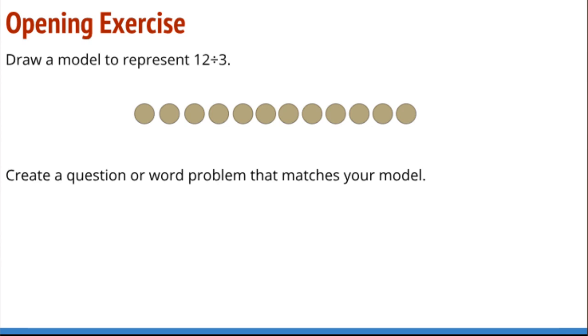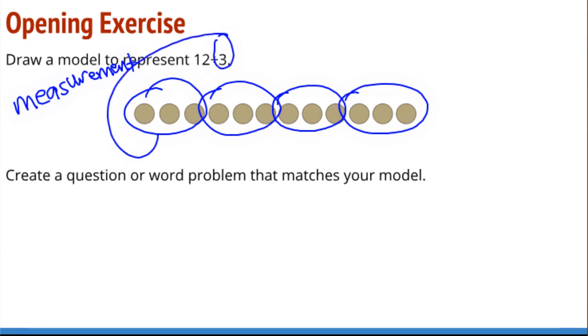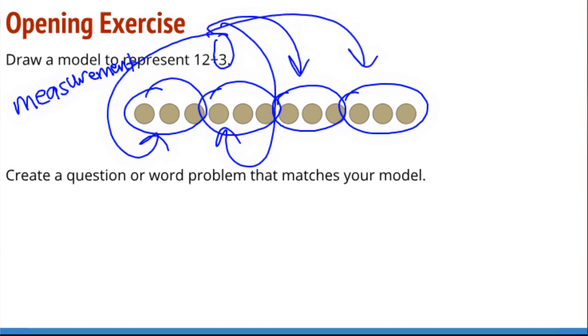So if I were to do a model here, starting with the measurement division, I'm putting them into groups of 3, and the question is, how many groups can I make? I would have 4 groups of 3. So this is a measurement division. Three is the size of the groups, and the quotient 4 tells me the number of groups that I can make.